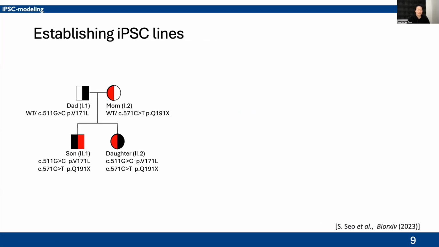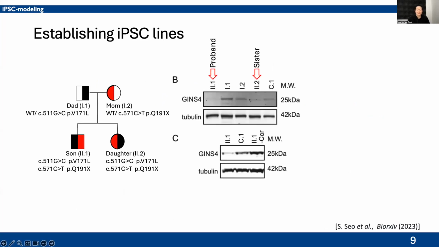To study the pathogenesis, we generated iPSCs from all 4 of the family members. As you can see here in the Western blot, the iPSCs showed lower GENS4 level, just like the primary cells. We also used CRISPR to correct both of the GENS4 variants in the proband line, and upon correction, GENS4 protein level was rescued.